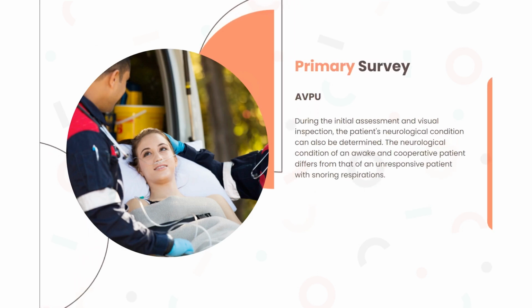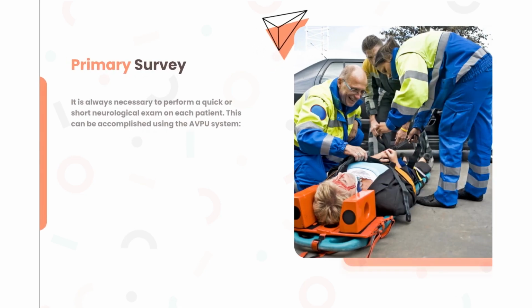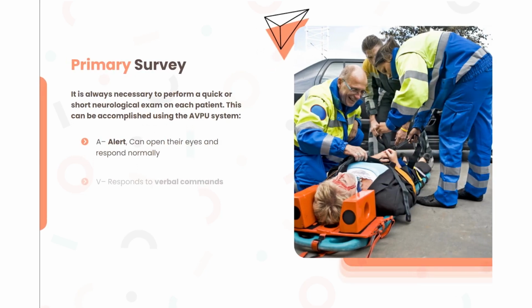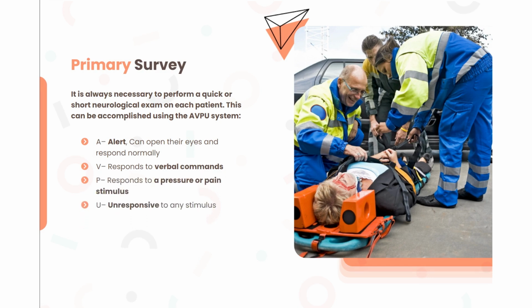AVPU. During the initial assessment and visual inspection, the patient's neurological condition can also be determined. The neurological condition of an awake and cooperative patient differs from that of an unresponsive patient with snoring respirations. It is always necessary to perform a quick or short neurological exam on each patient. This can be accomplished using the AVPU system.